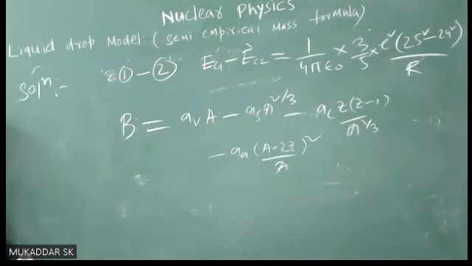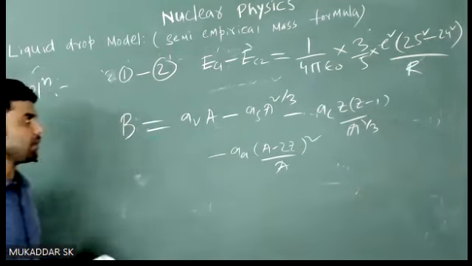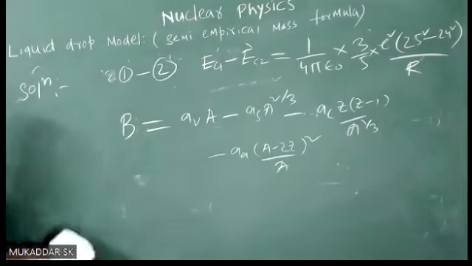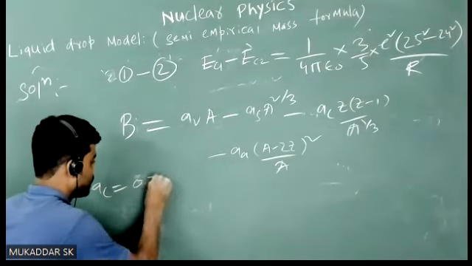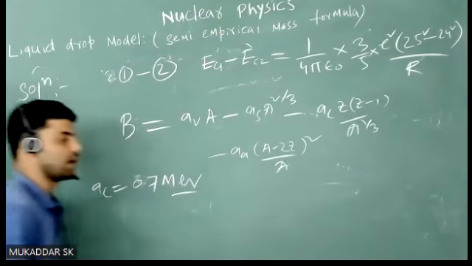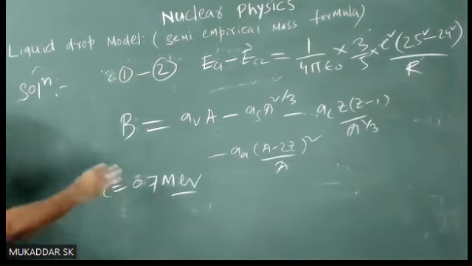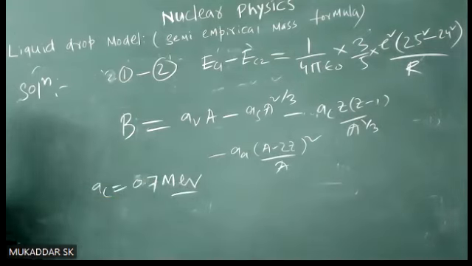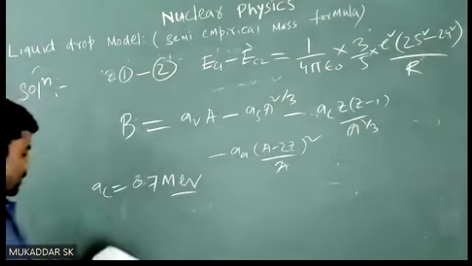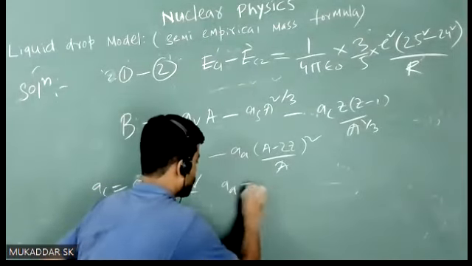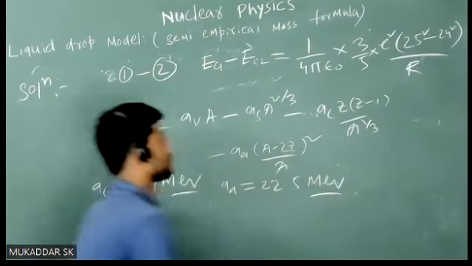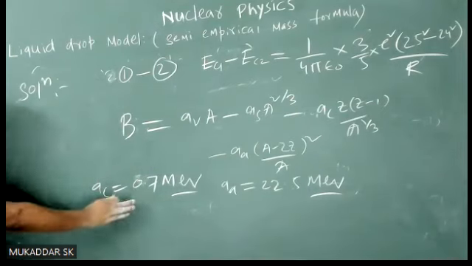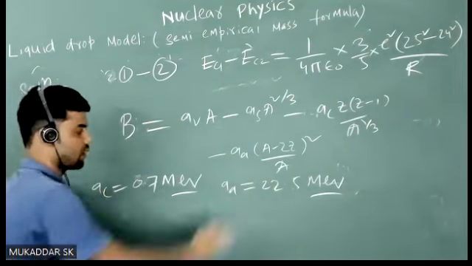So in NET they usually provide that because some confusion is always there. They will provide the binding energy expression, and the mass number is given. Also given that A_C equals 0.7 mega electron volt. So in CSIR NET they will ask exactly this kind of problem. They will provide the coefficient values also. A_C they have provided, and A_V they have provided as 22.5 mega electron volt. So the binding energy expression is given, and only two coefficients are given.